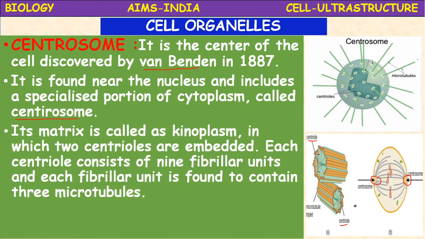Next, its matrix is called kinoplasm. The matrix means the fluid which is present inside the centrosome. It is called kinoplasm, in which two centrioles are embedded. So this is the kinoplasm, and there are two centrioles embedded in the kinoplasm.